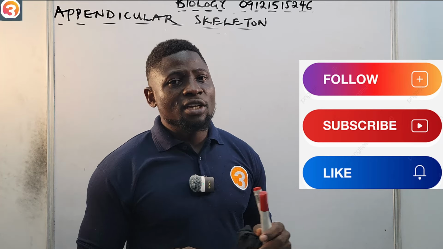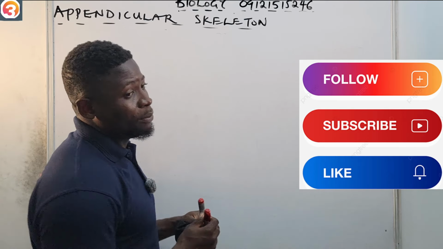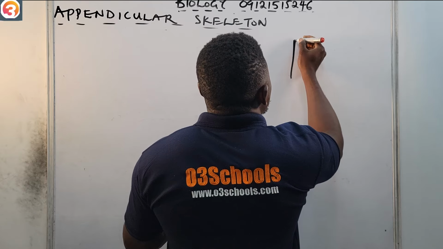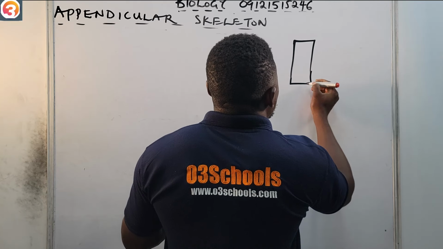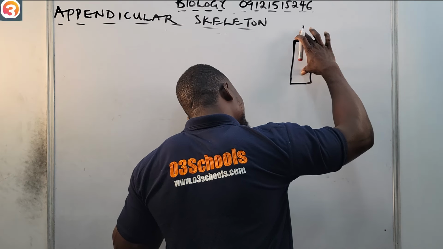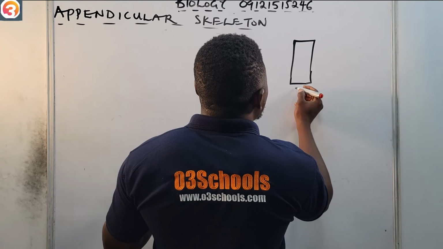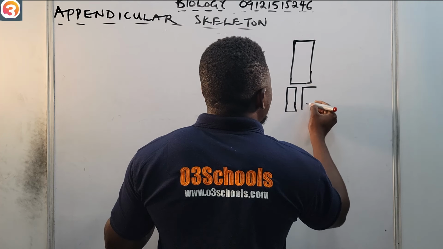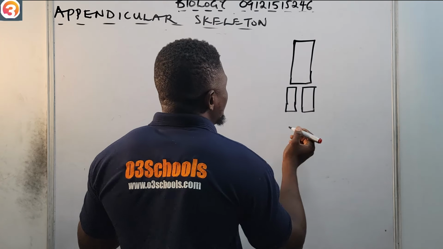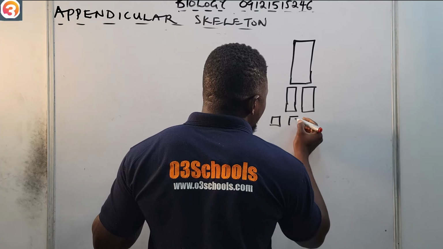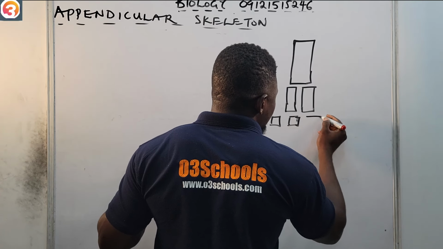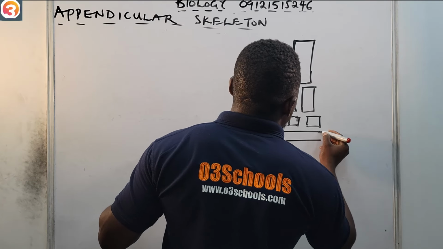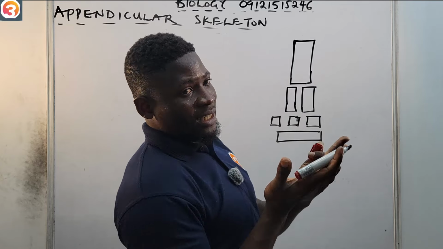Now let us see the Pentadactyl plan. We have the humerus and the femur, something like this. After this long bone, we now have two other ones, two like this, of equal sizes. They will now have three smaller ones, and after these three smaller ones, we now have one like this. Then after this one, they will now have the digits.